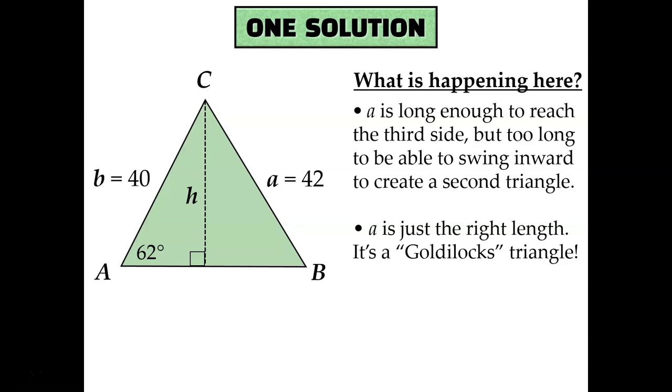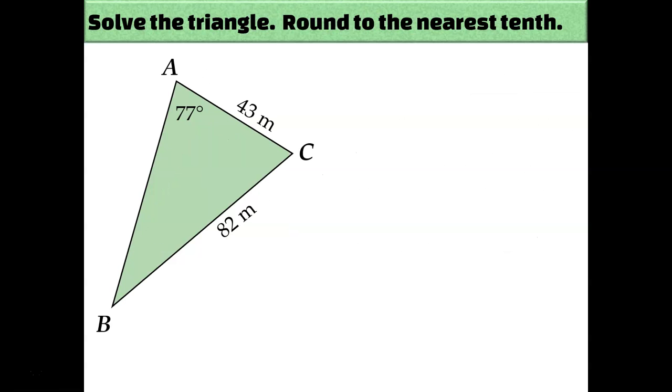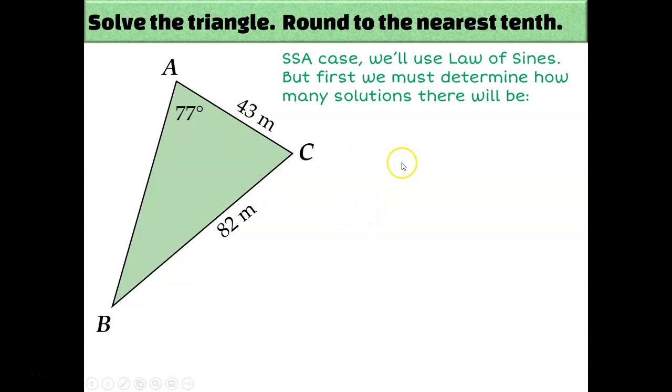A is just long enough to reach the third side, but not so long that it's able to swing inward and create a second triangle. So let's give a few examples a try. This is a side-side-angle situation, so I do need to use the law of sines to solve, but before I do, I need to determine how many solutions I am looking for.